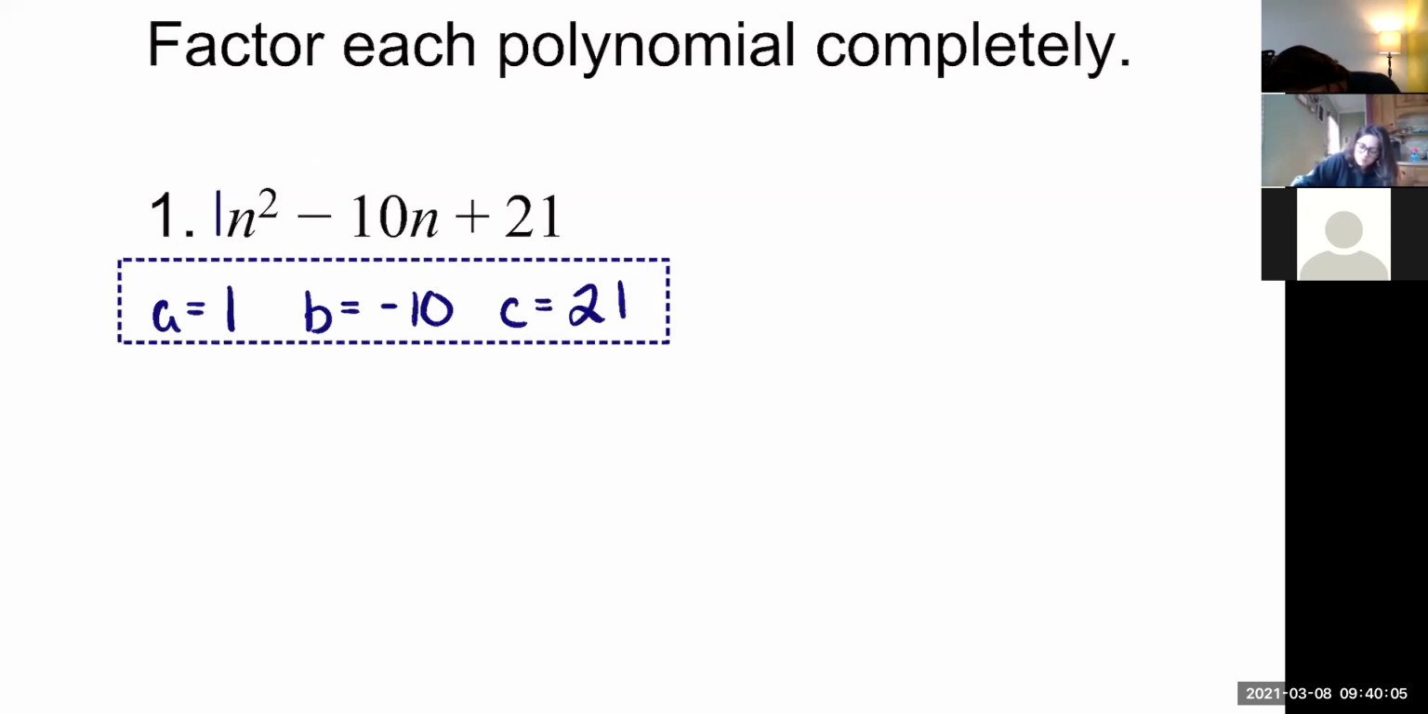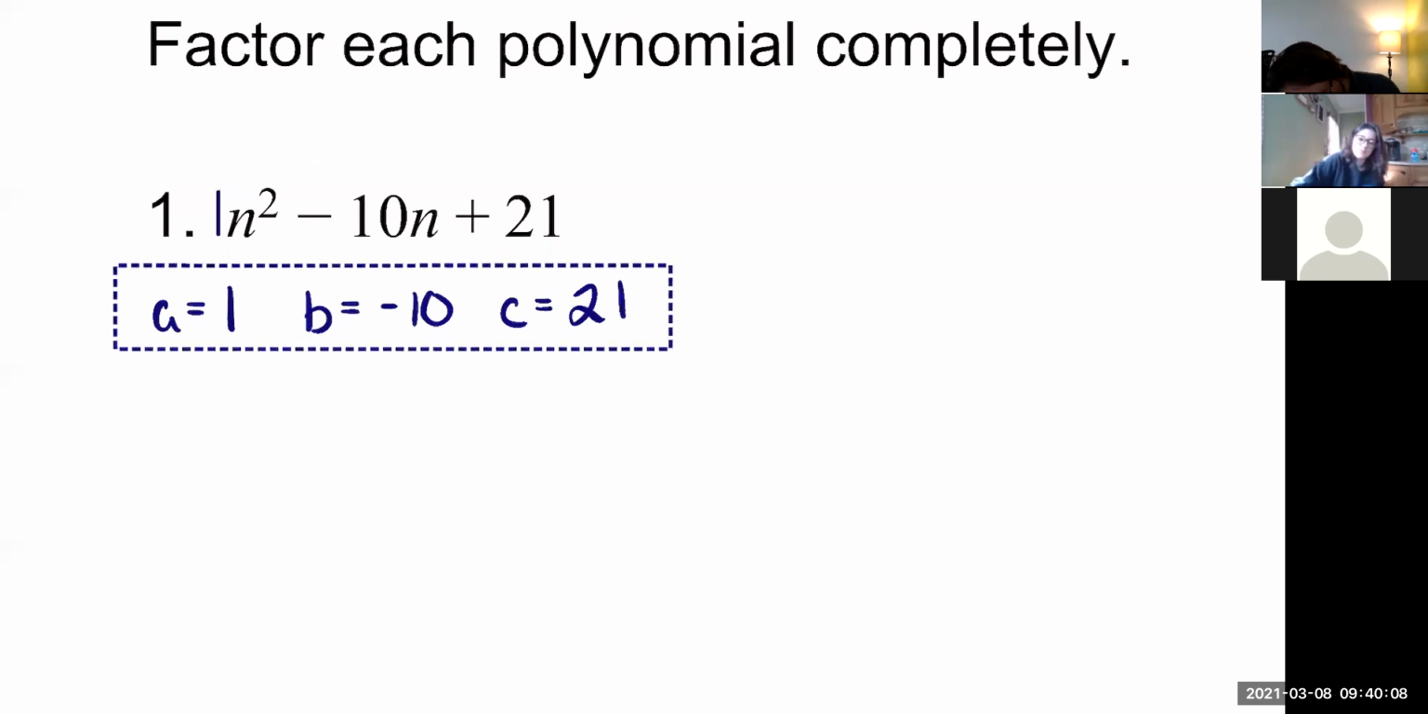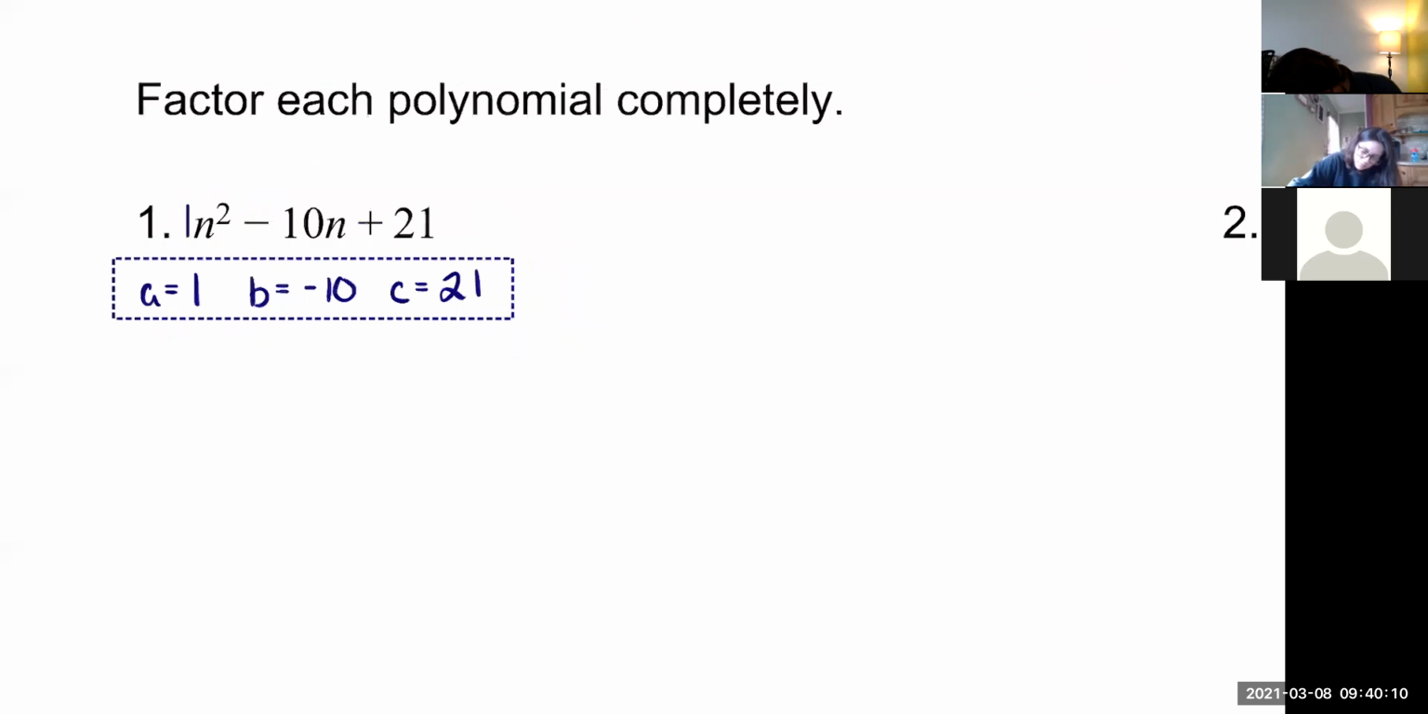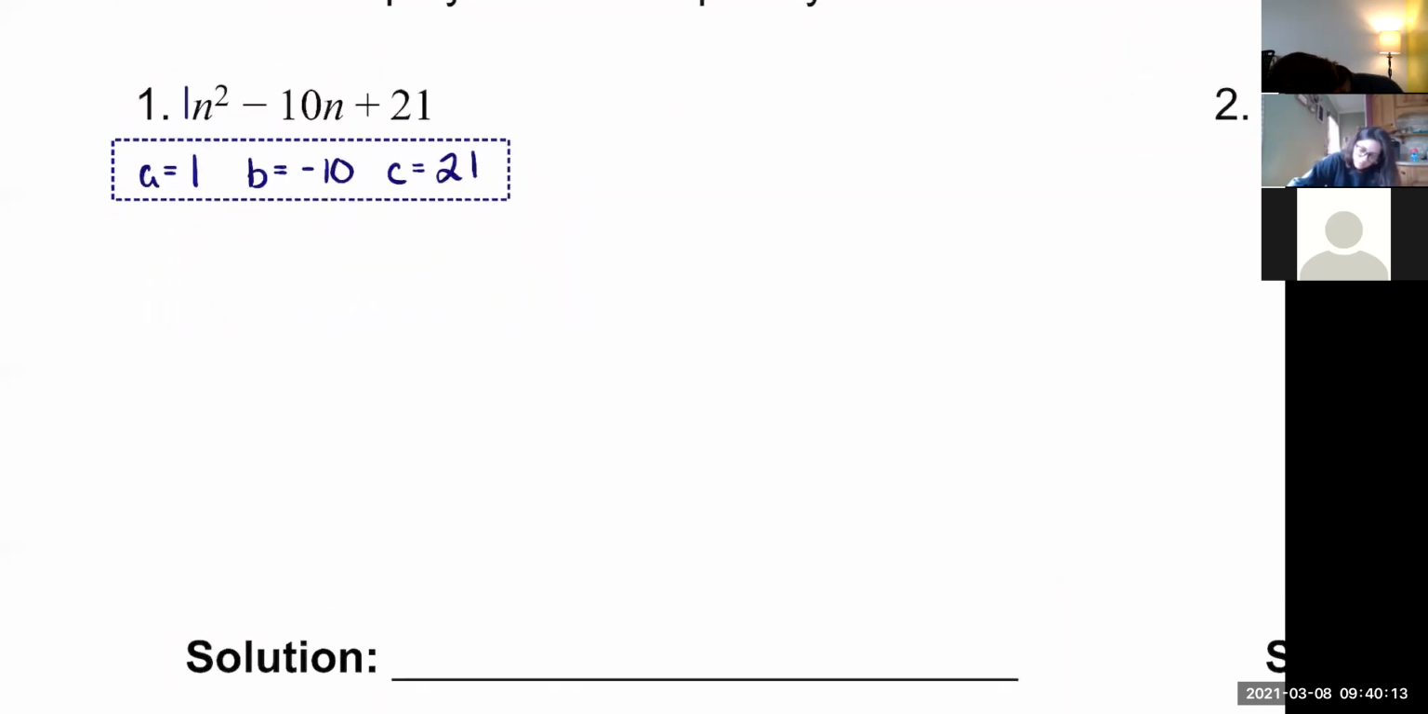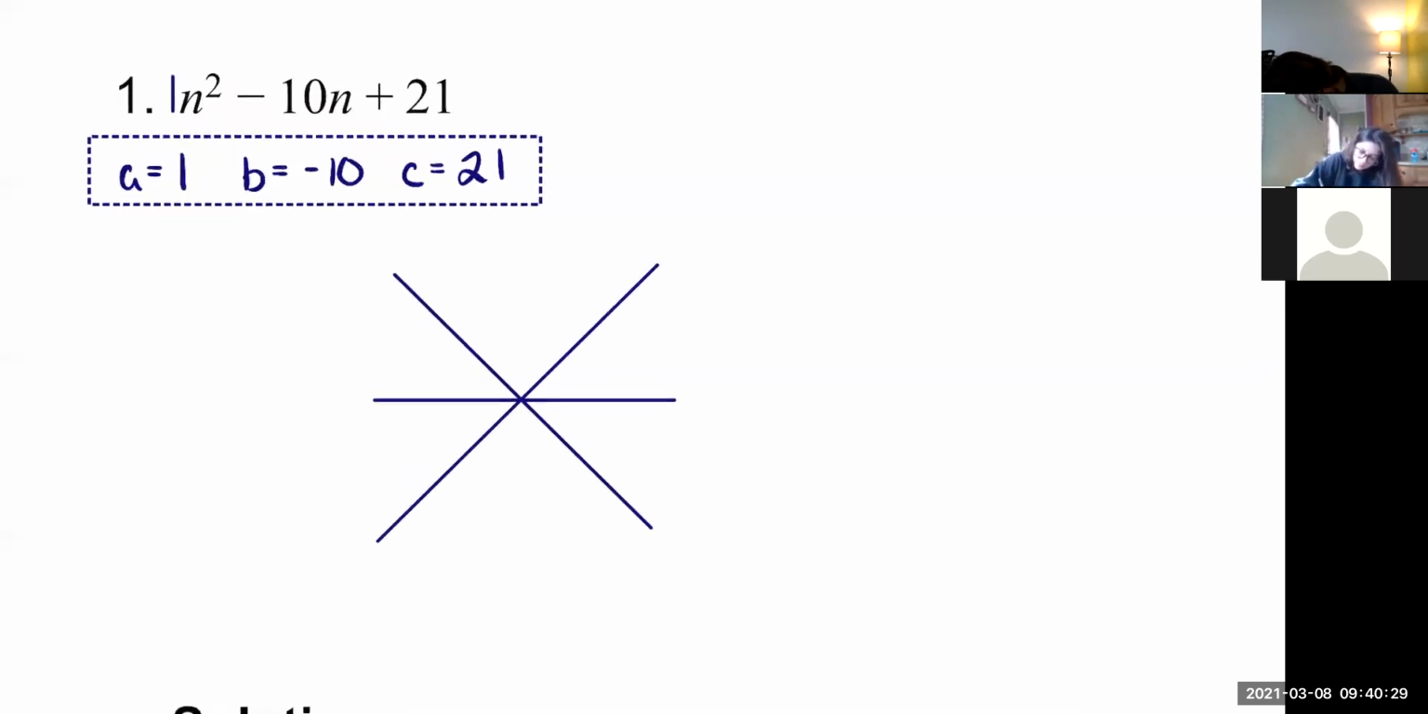So these are going to be the values we use in our asterisk method. So where's my spot here? I'll just write it down below. I'm going to draw in my asterisk. And we'll have A times C on top. So we're looking at 1 times 21, which is just 21. A on either side are 1s, B on the bottom is -10.